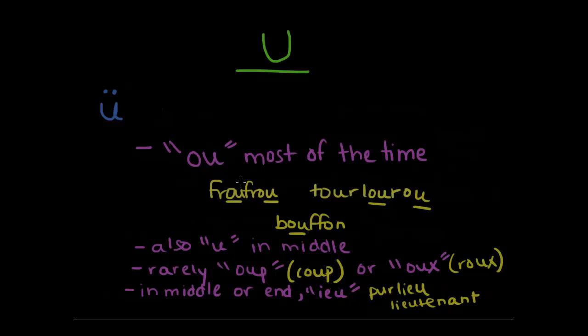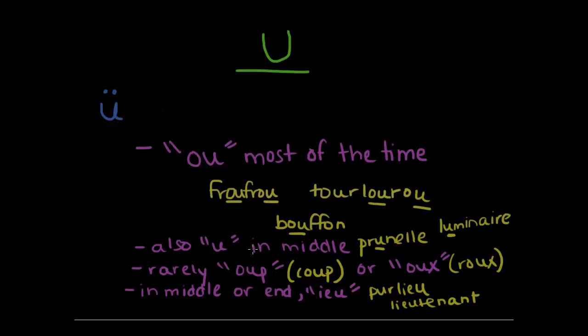But it's going to be OU most of the time, representing this oo sound. It could be a U in the middle, and I'm trying to think of a word. Prunelle is one. Luminaire is another one. You know, lumen has the root from Latin meaning light, so maybe that's why it doesn't have an OU. So if you know certain roots, use the letter that you know is in it. Like here it's just a U.